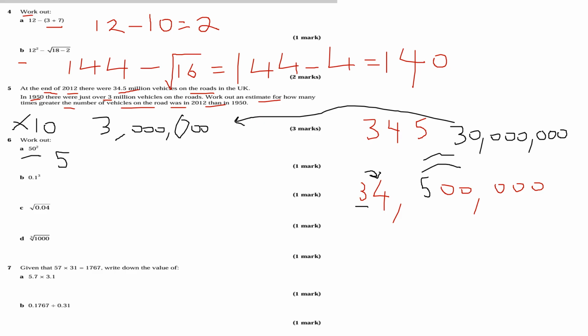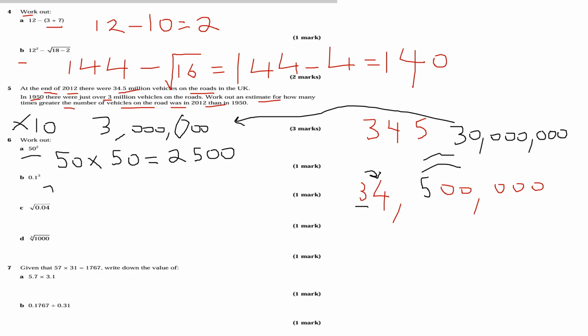Question number 6A, work out 50 squared. That'll be 50 times 50. A little trick here is do 5 times 5 and then add on the zeros at the end. 5 times 5 makes 25. Add on the 2 zeros. So that'll be 2,500.